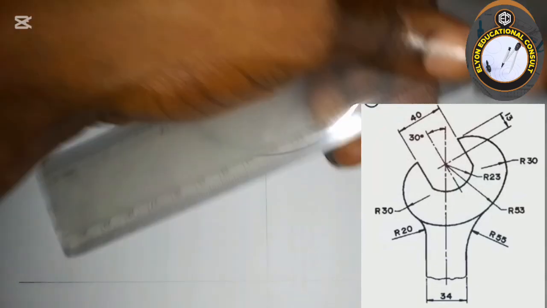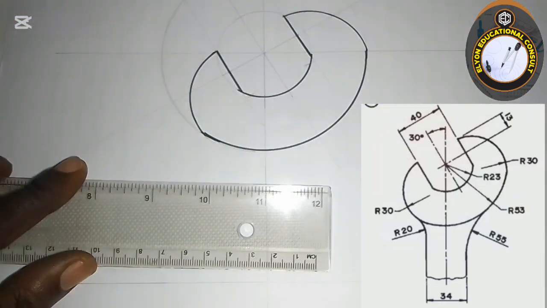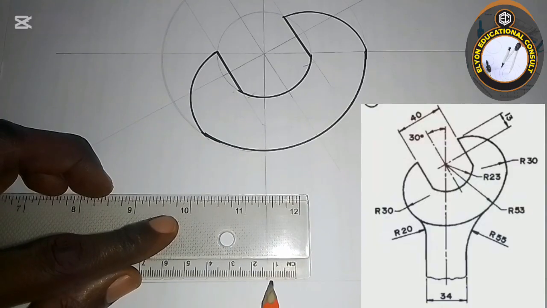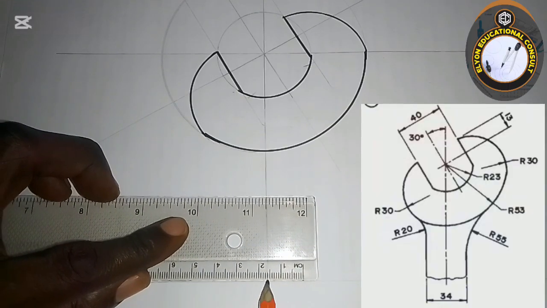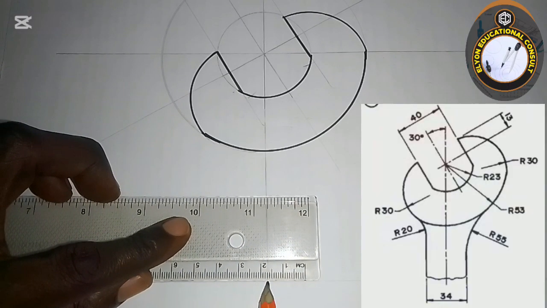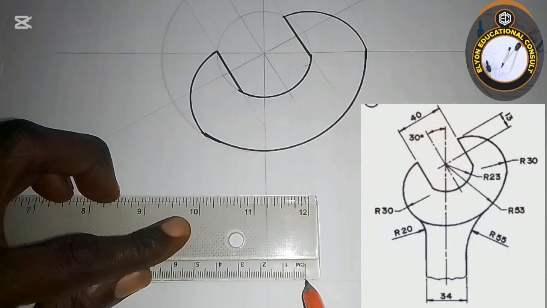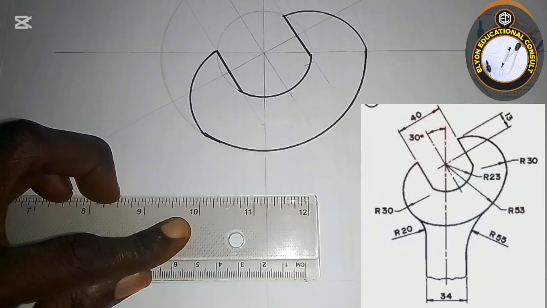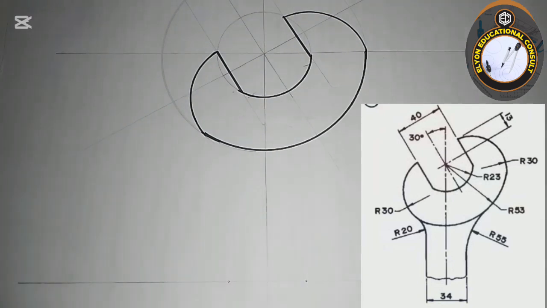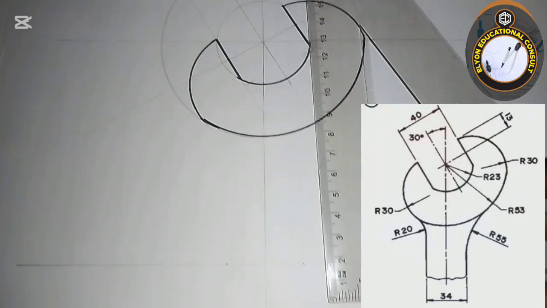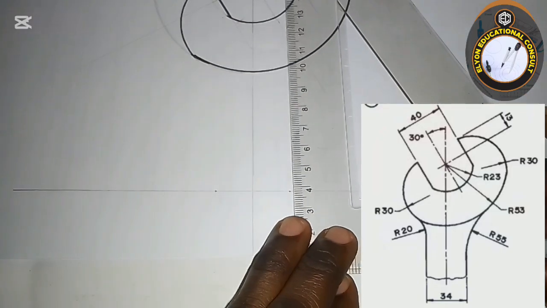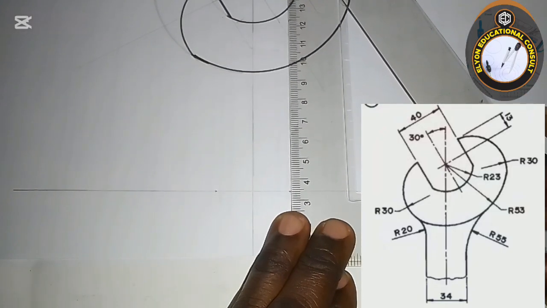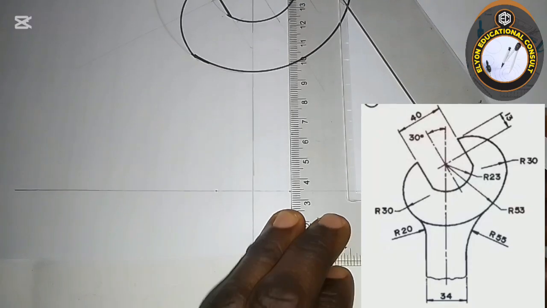So if that is 34, I will just take 17 at both sides. This 1.7, 1.7. So we have this here. Then 34, like this. I hope that is clear. All right, so the next thing I will do now, I will draw a vertical line this way.